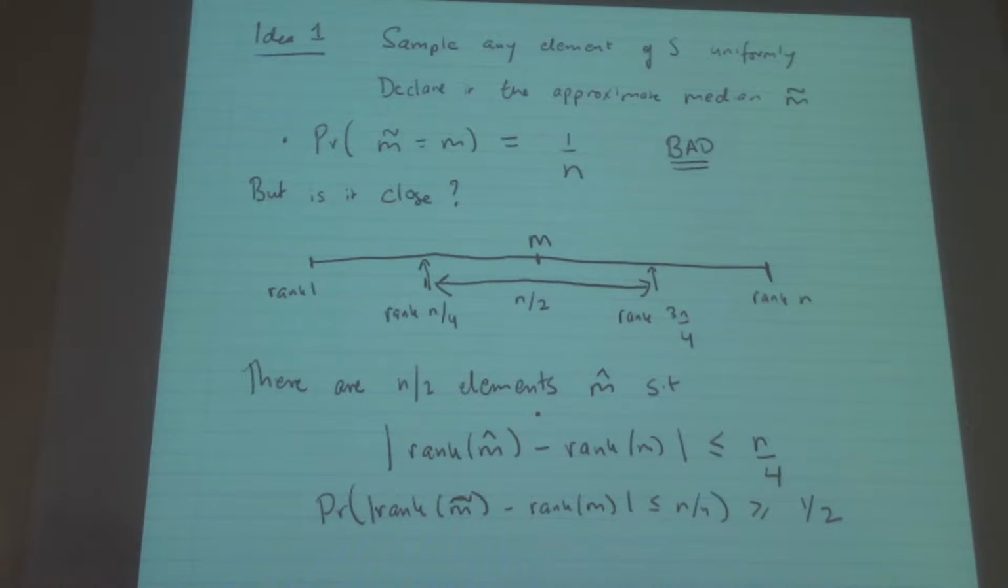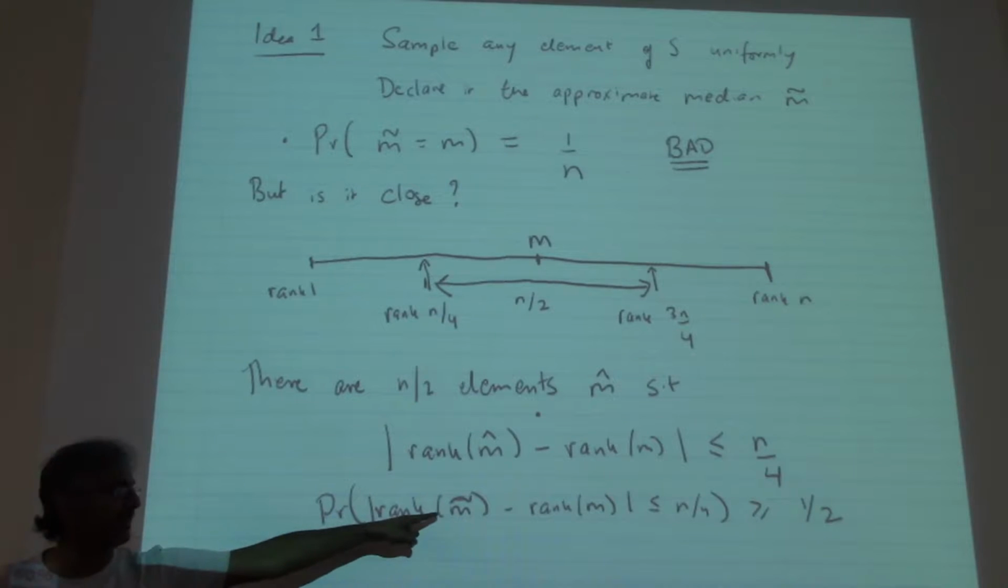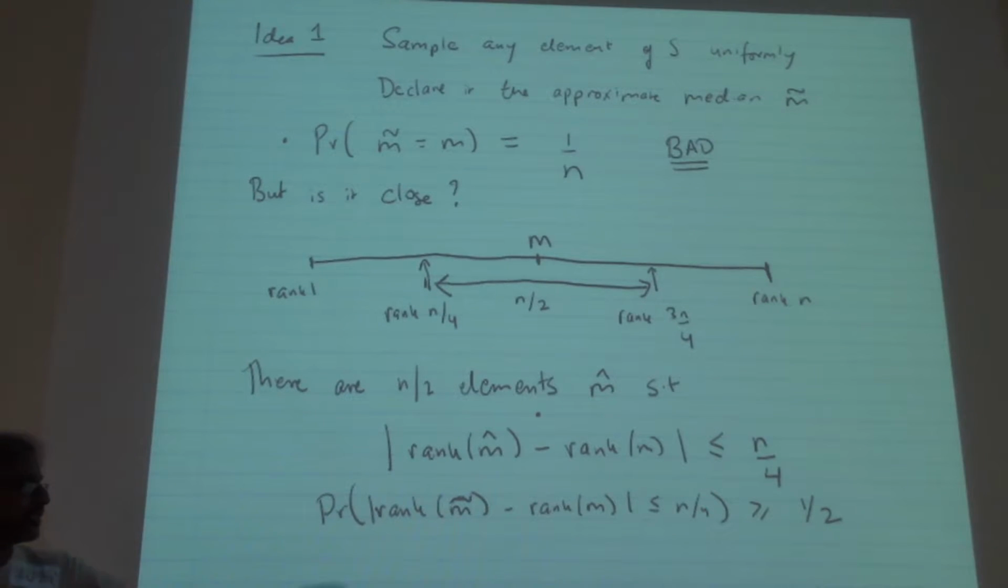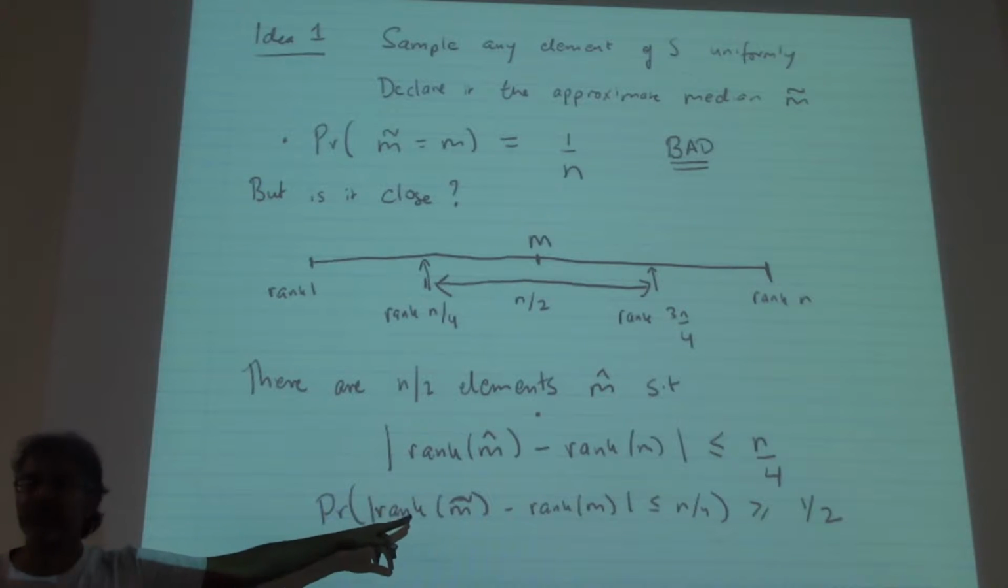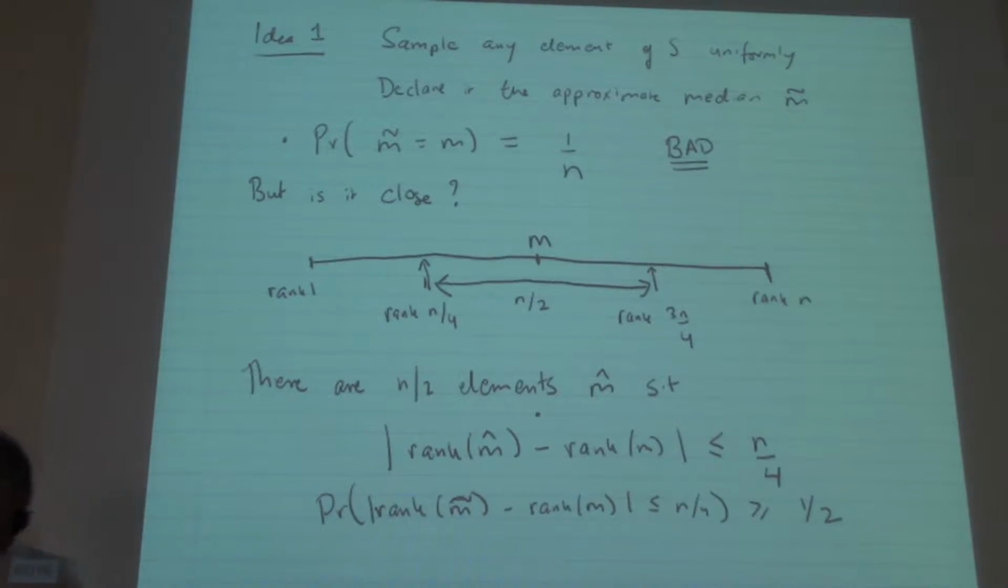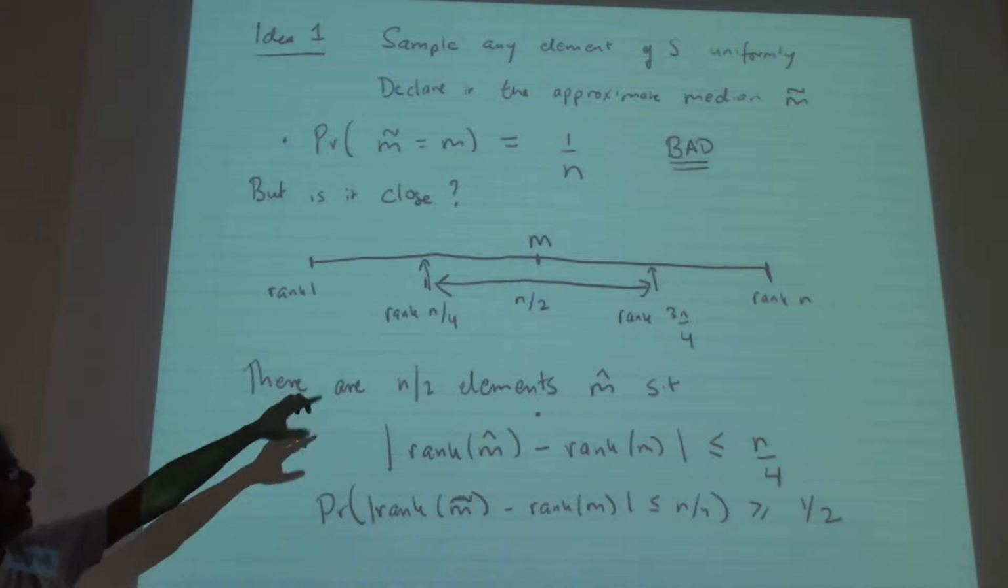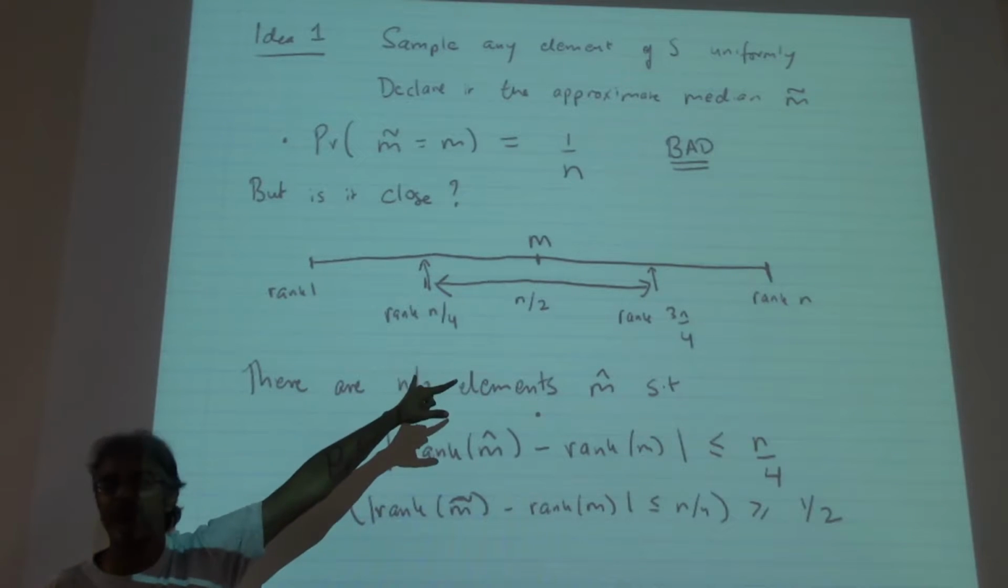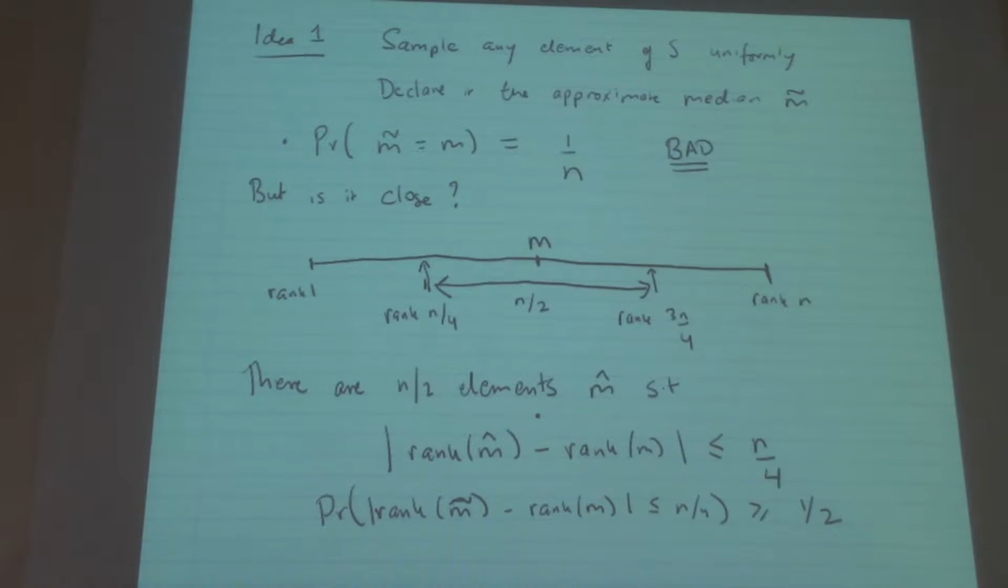Okay, how many of them are there? There's a ton of them. Half the elements are in that set. So the probability of picking an element, m tilde, at random, that is an approximation to the median within n over 4 is at least half. And that's why a random pivot works for quicksort. Because it's a reasonable probability, you get a reasonable split. Because now if I do a split, if I was using this median to do splitting, my recurrence instead of being 2T(n over 2) becomes possibly T(n over 4) plus T(3n over 4), which is still okay. It's not great, but it's not bad.